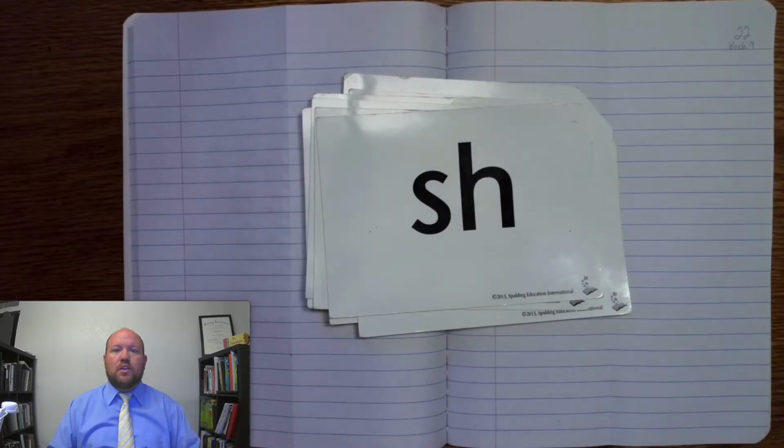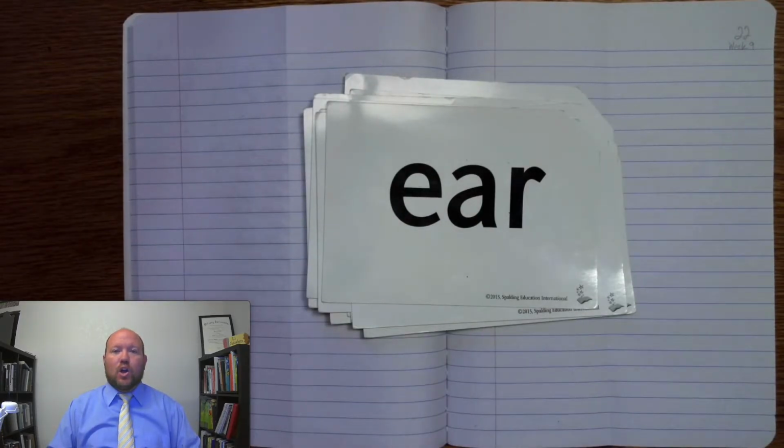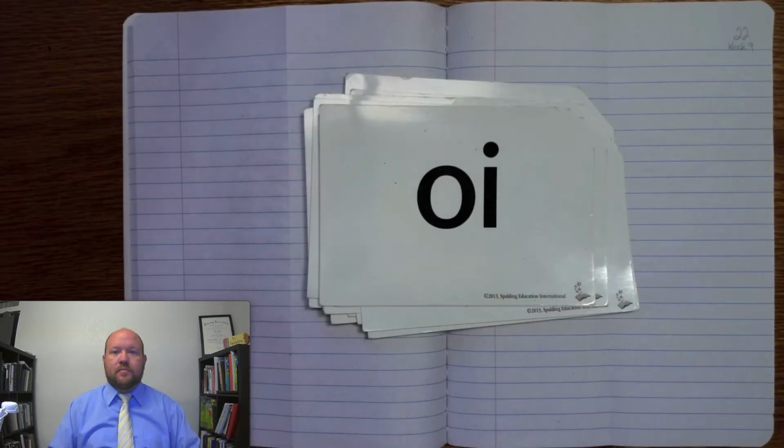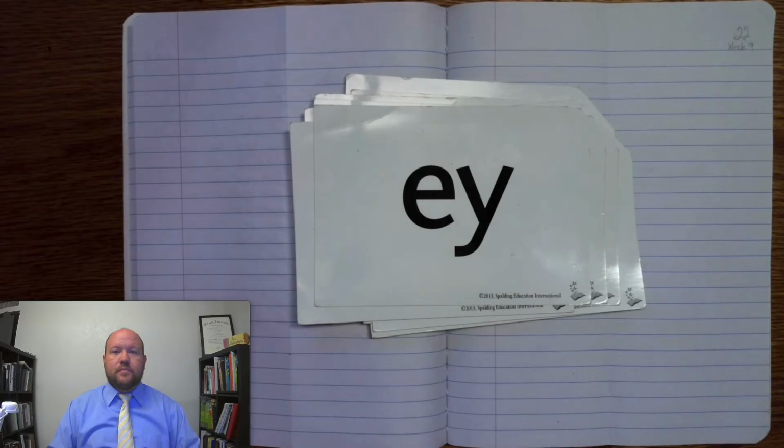S, z. When can I use it? Beginning of the word, end of the word, beginning of the syllable ship. Wuh. Duh. Early. Oi, not used. Ow, o, u. A, e, i.